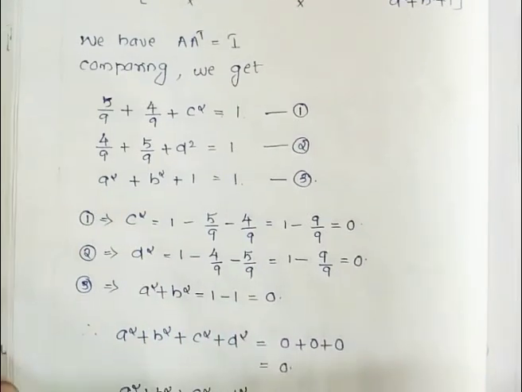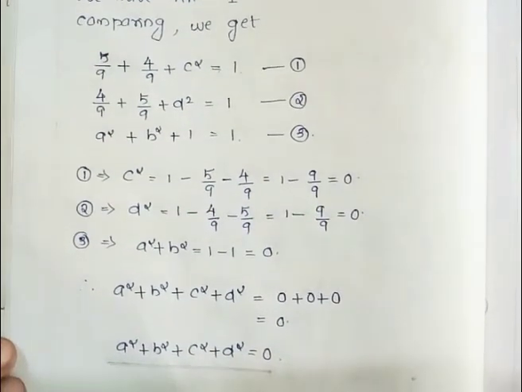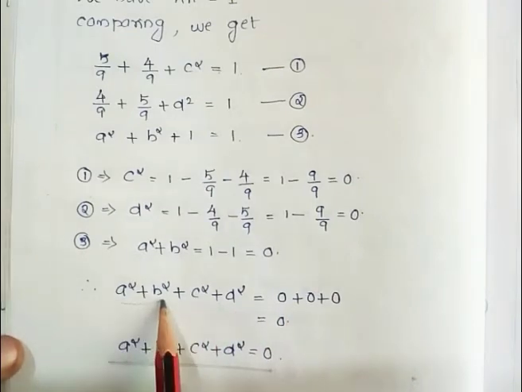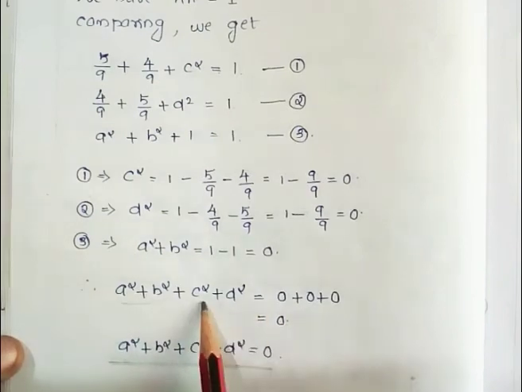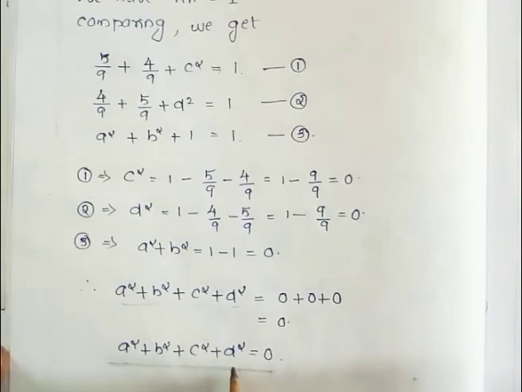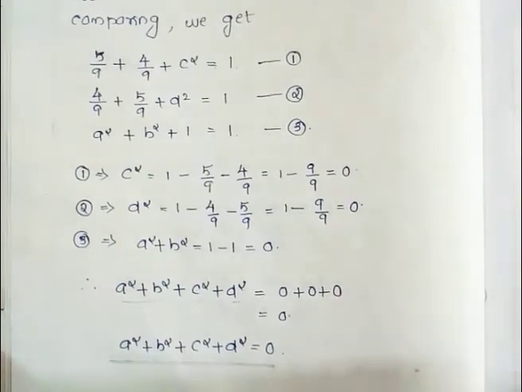So we are getting c square is equal to 0, d square is equal to 0, and a square plus b square is equal to 0. Therefore a square plus b square plus c square plus d square is 0 plus 0 plus 0, so the whole sum becomes 0. Therefore a square plus b square plus c square plus d square is equal to 0. So our required answer is 0.